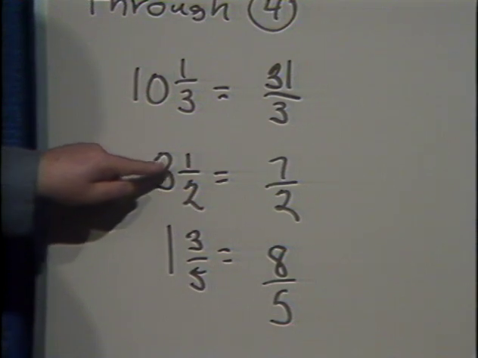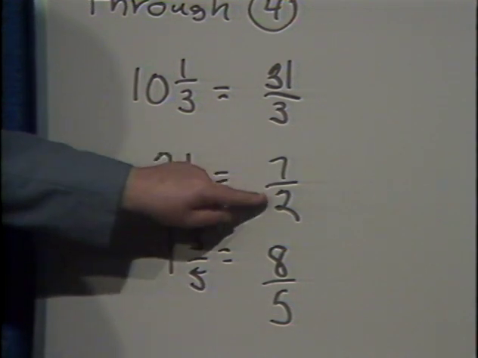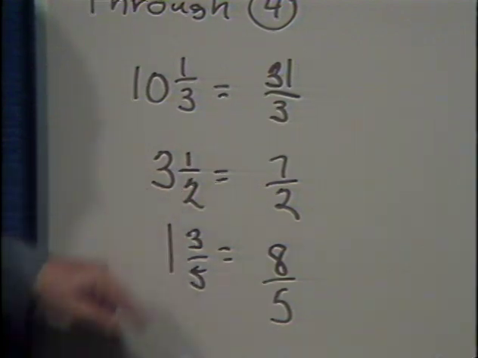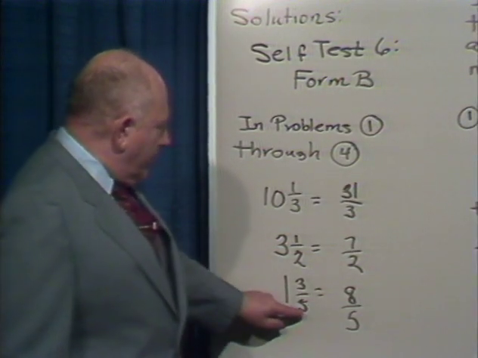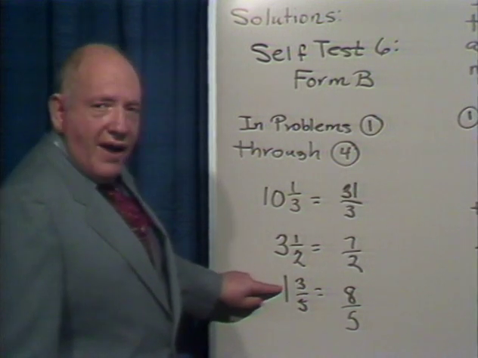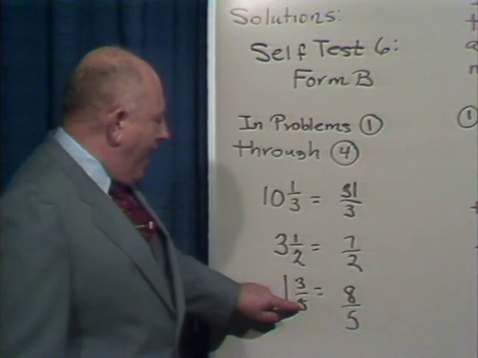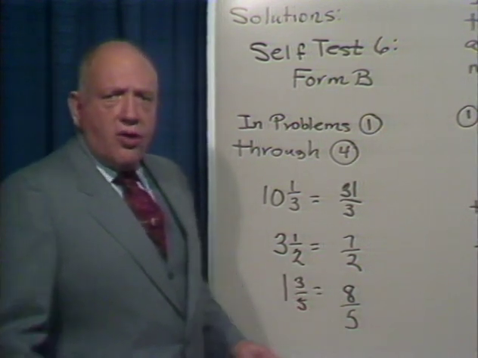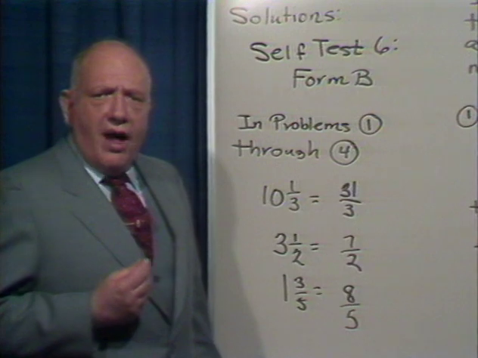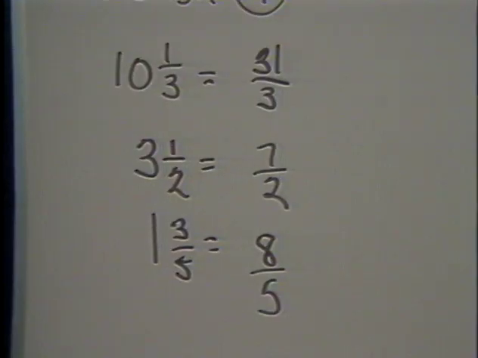2 times 3 is 6, plus 1 is 7. 7 over 2 is 7/2, so 3 1/2 becomes 7/2 when we write it as a common fraction. 1 3/5, 5 times 1 is 5, plus 3 is 8 over 5, so 1 3/5 becomes 8/5. Okay? So that's the 3 mixed numbers that I'll be using throughout the first 4 problems. And so I'll go through that part fairly quickly just to make sure that you see the highlights.